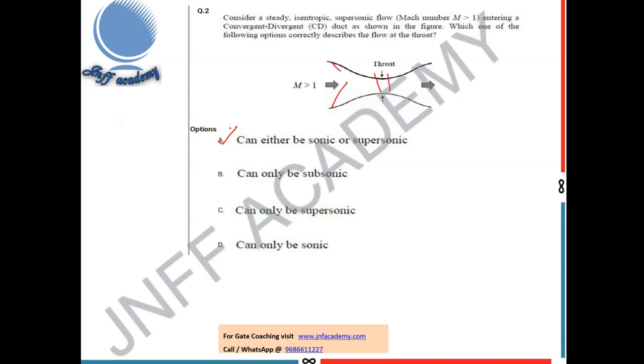With this, the solution for the aerodynamics questions of 2024 is done.